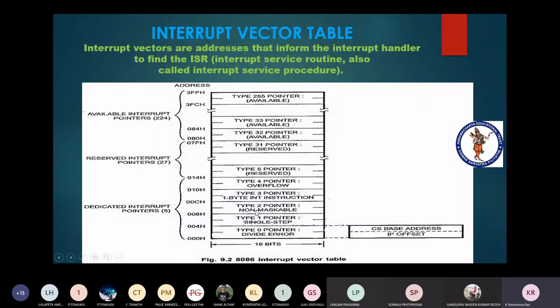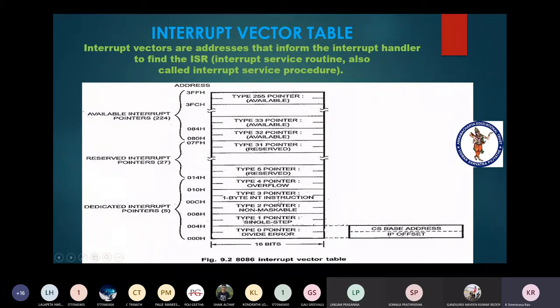The next one is the non-maskable interrupt. It is the highest priority interrupt. In the pin diagram, I think it is pin number 16 or 17, that is NMI, non-maskable interrupt. Whenever the non-maskable interrupt is received, the processor enters the 00008 memory location.